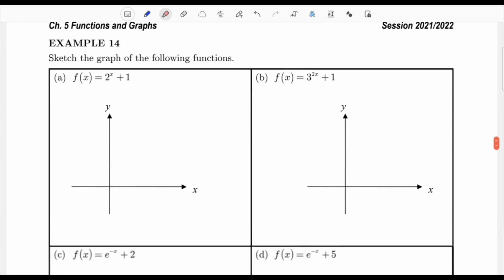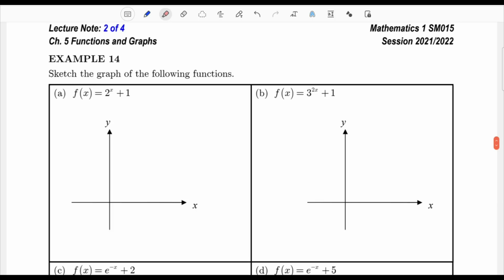Sketch the graph of the following. f(x) equals 2 to the power of x plus 1. Again, the 1 here will be the horizontal asymptote, which is y equals 1. So we find that one first. This is the line y equals 1. And then again, as I told you just now, the x here is positive, the f(x) here is positive.